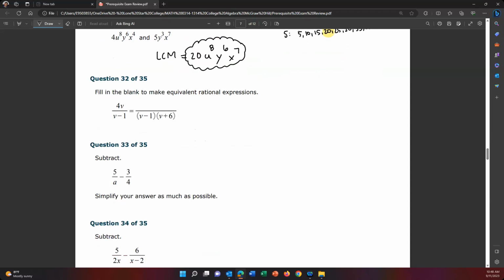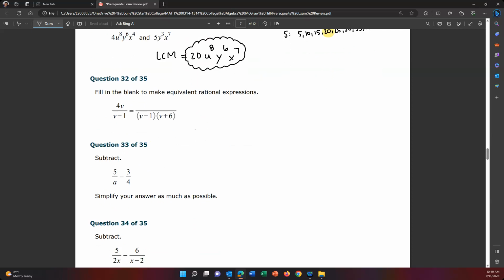32. Oh, I like these questions, and I also do not like these questions. But let's see if we can get around with some testing technique. Here we have a fraction 4v over v minus 1, and we're saying that that is equal to some numerator.